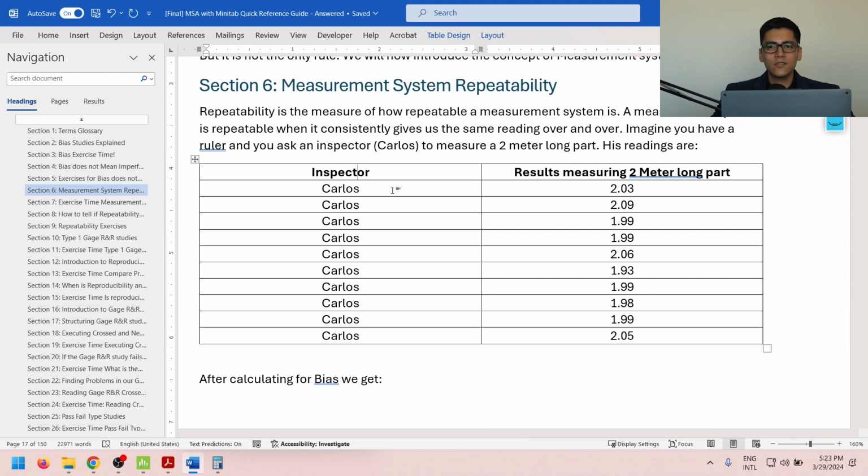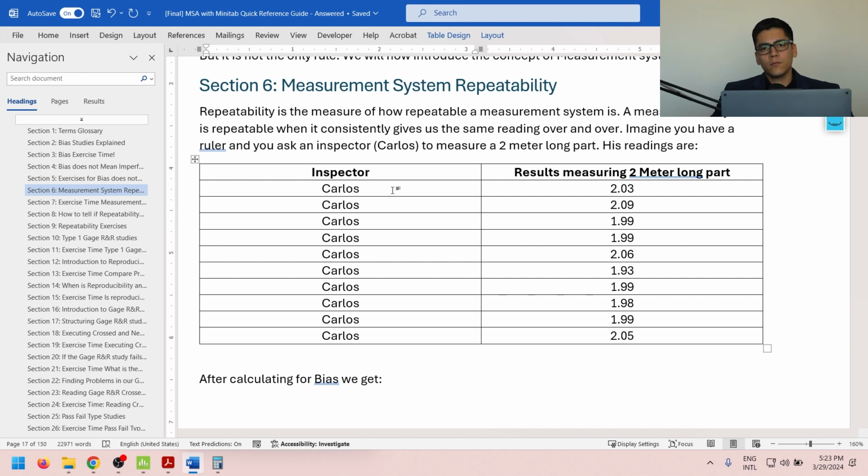Welcome everyone to section number 6, Measurement System Repeatability. Repeatability is the measure of how repeatable our measurement system is. A measurement system is repeatable when it consistently gives us the same reading over and over again.